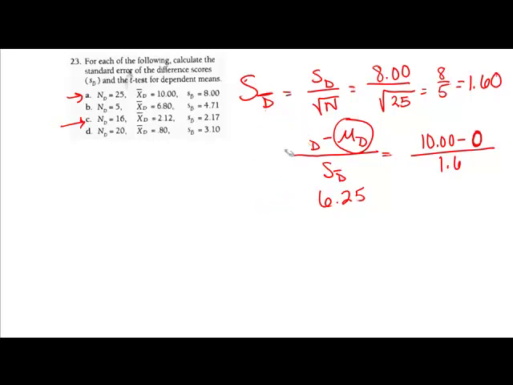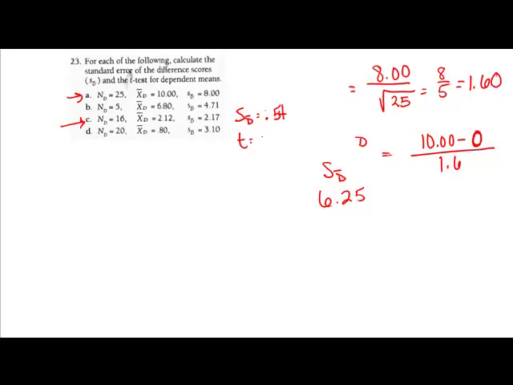Actually, I'm not going to take a look at this. Let me just make some room. You went ahead and did C. C, the standard error of the difference was 0.54, and the corresponding t-value is 3.93.